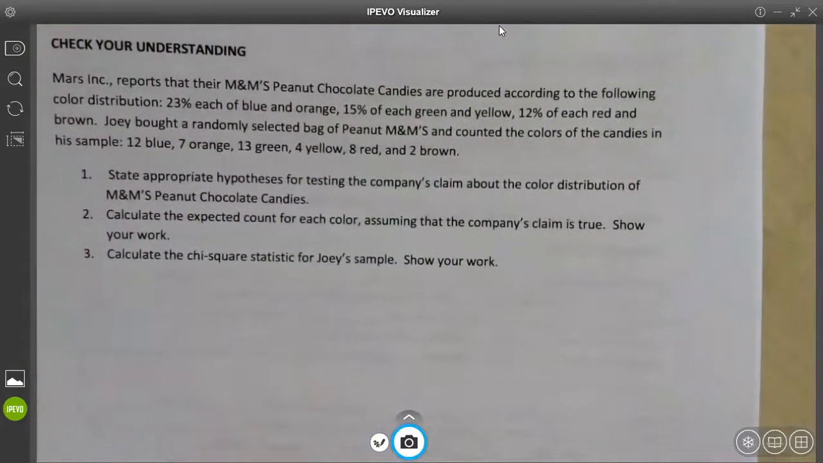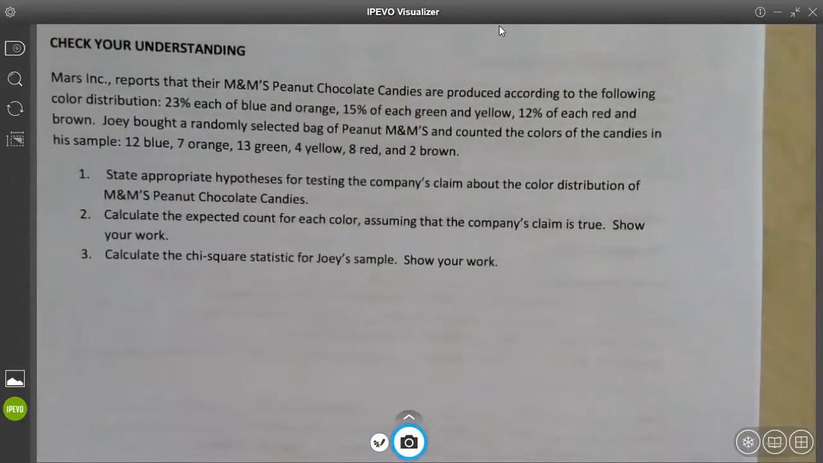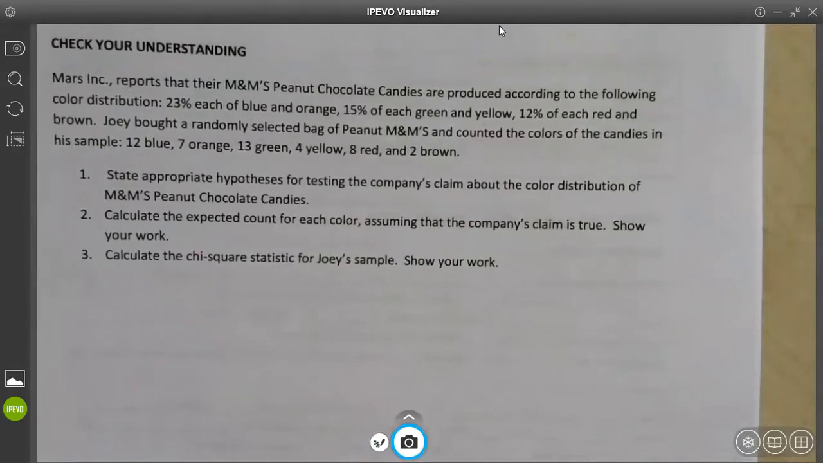Mars Incorporated reports that their M&M's peanut chocolate candies are produced according to the following color distribution. So there's your percentages that I kind of gave you in the very beginning. These are different ones though. Joey bought a randomly selected bag of peanut M&Ms and counted the colors of the candies in his sample. He had 12 blue, 7 orange, 13 green, 4 yellow, 8 red, and 2 brown. State appropriate hypotheses for testing the company's claim about their color distribution of M&M's peanut chocolate candies.